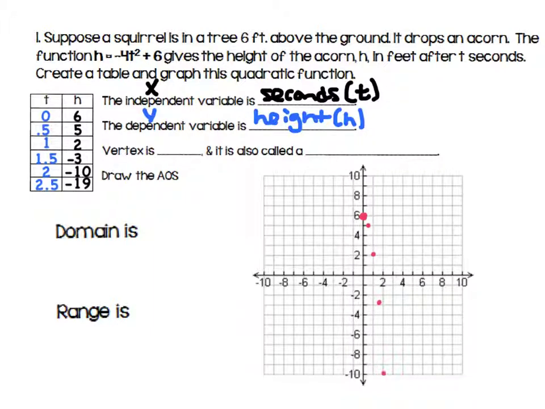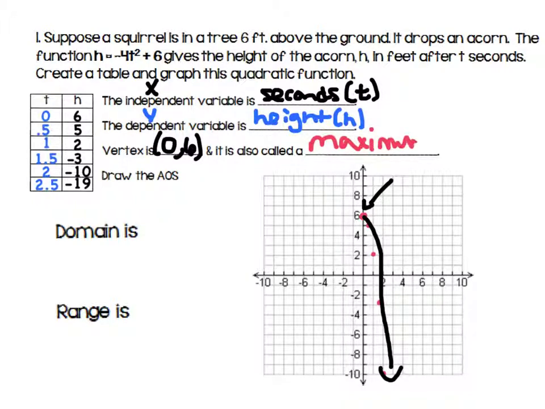So what I notice is that my parabola looks like it's going in this down motion. This point here seems to be our vertex, which is (0, 6), okay? And what do we call that point? Is that our maximum or a minimum? Well, if this is going to be a sad face, then that point is going to be the highest, so we would call it a maximum.